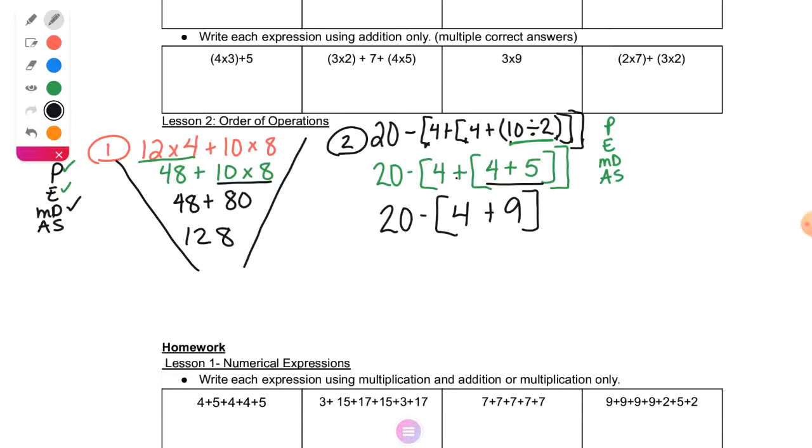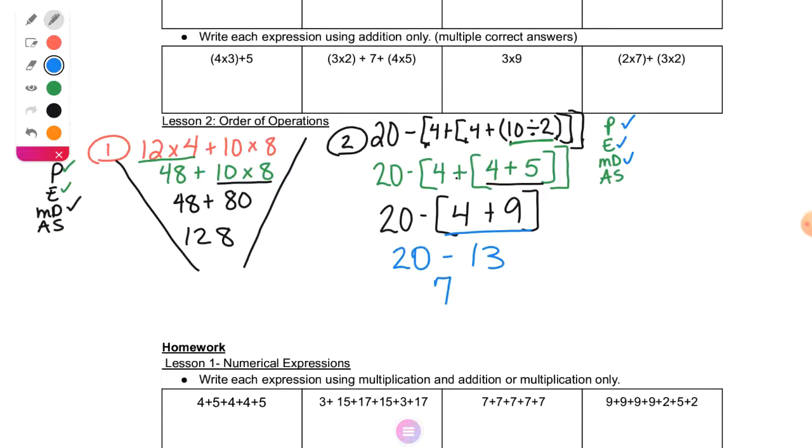Emily, what am I going to do now? 9 plus 4. Good job. The 4 plus 9, because I still have those grouping symbols, which is 13. So really, I went all the way from my parentheses. Do I have exponents? Do I have multiplication or division? Nope. I'm down to addition and subtraction. What's 20 minus 13? 7. We have our nice, neat, upside-down triangle.